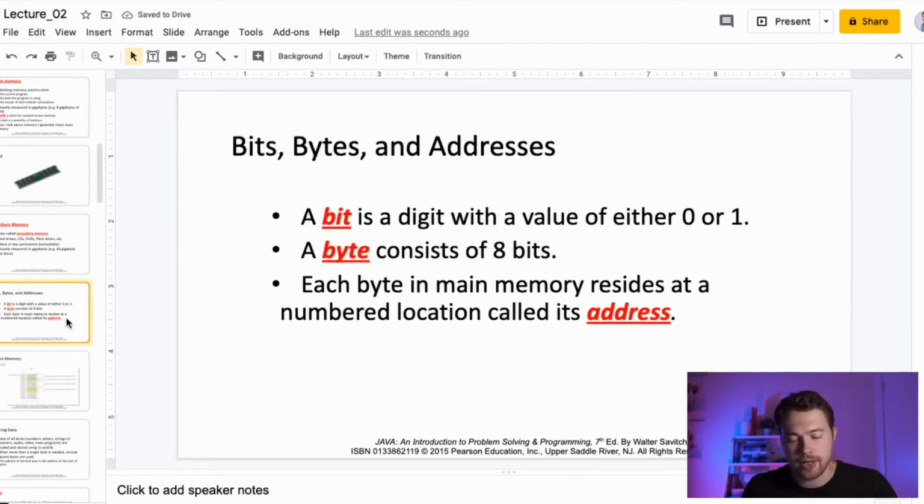Okay, bits, bytes, and addresses. A bit is a single digit, right? A digit with value either 0 or 1. So something either exists or it doesn't exist. It's either yes or no. A byte consists of 8 bits.